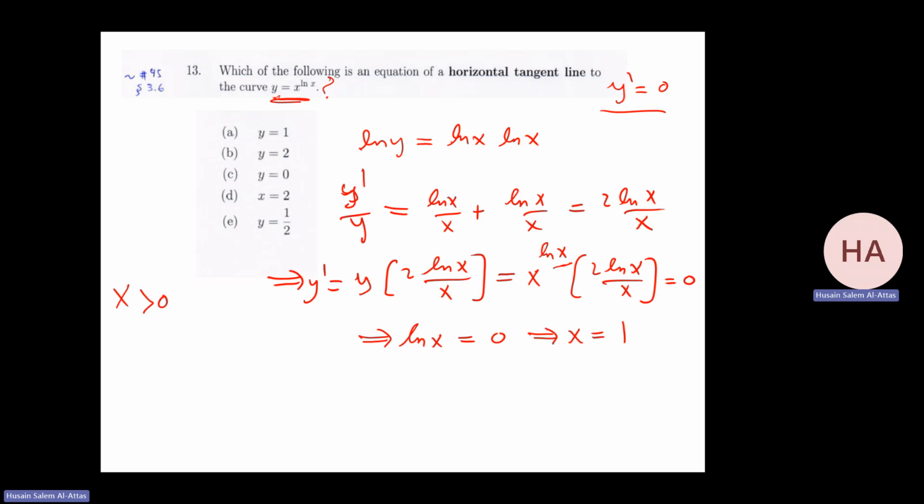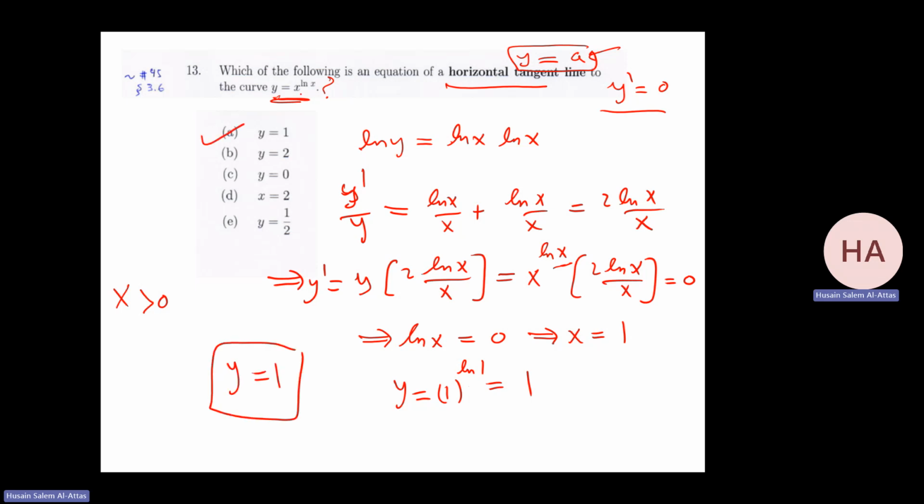I want the horizontal tangent, which is y equal to a number. So I want this number. If x equals 1, y will be 1 to the power ln 1, which is 1. So the equation is y equals 1. That will be the equation, because it's a tangent line. Horizontal means it should be y equal to a number. So this one is for sure wrong.